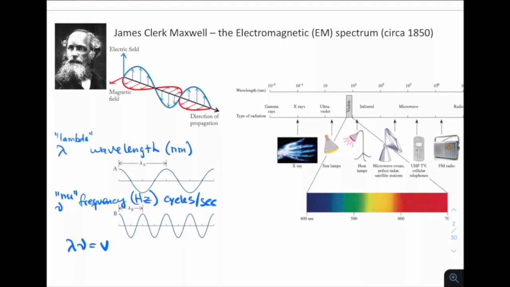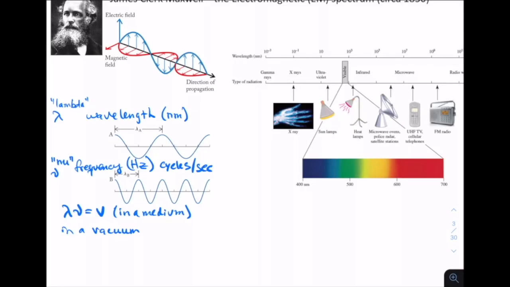Now that's when the wave is propagating through a medium, like a disturbance wave traveling through water. It will go at a certain velocity. Sound waves behave the same way, but that's a compression wave. Okay? So that's velocity in a medium. When there is no medium, so in a vacuum, there's nothing to stop these waves from moving, so they will reach a maximum speed, which we've called the speed of light. So in a vacuum, we have lambda nu equal to c, where c is the speed of light, approximately 3 times 10 to the 8th meters per second.